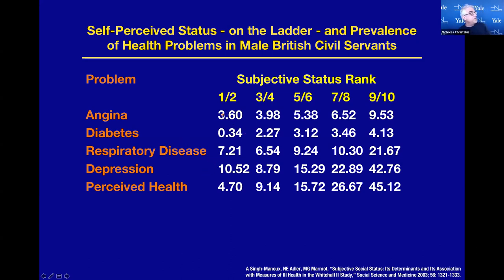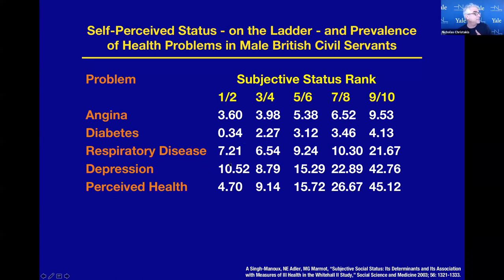Yes, I think this is the percentage of people. So the percentage of people with a subjective health, let me just make a note of this because I can't remember what this is the percentage of. So for example, we might say that people that rank themselves the highest, 3.6% of them will have angina, that's heart pain. Whereas people at the lowest, almost 10%.